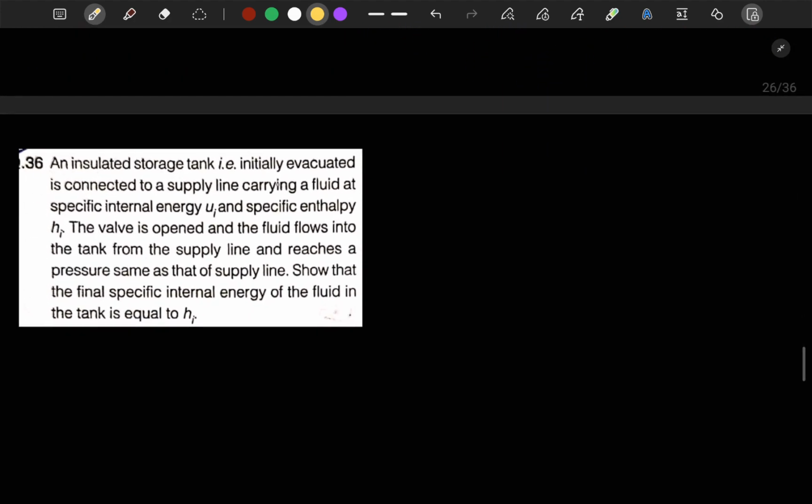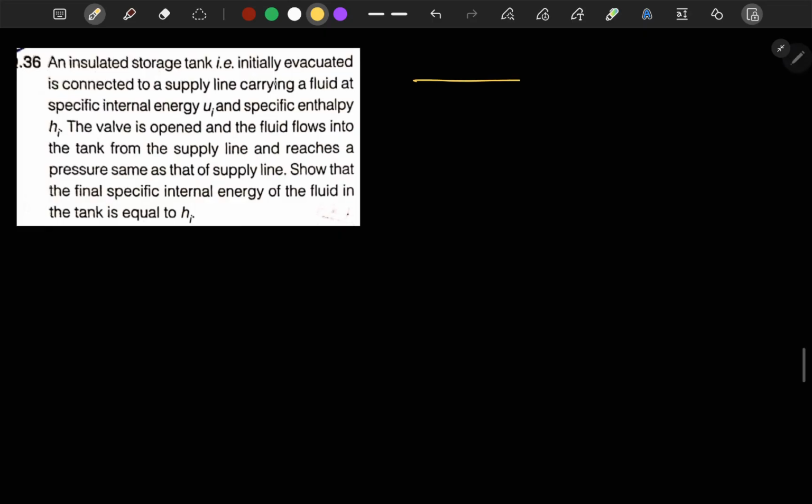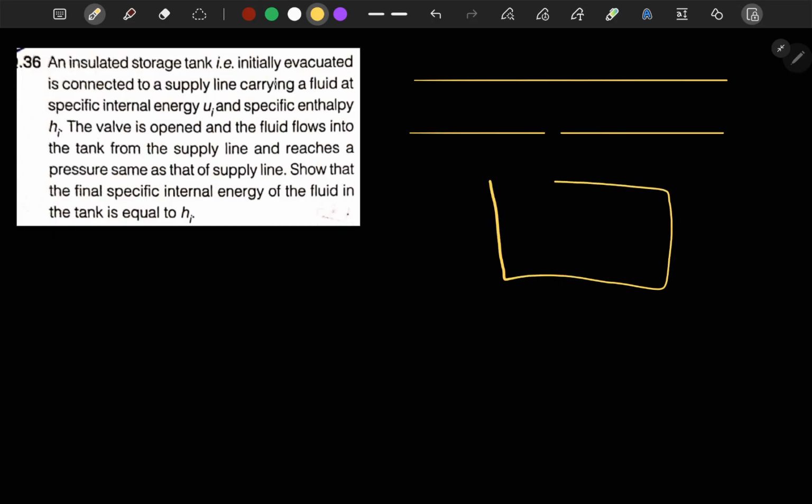Next we will be moving to question number 36. It mentions that an insulated storage tank that is initially evacuated is connected to a supply line carrying a fluid at specific internal energy ui, specific enthalpy hi. So it is mentioned that a rigid box, let's say this is our system, this is our insulated storage tank, okay.